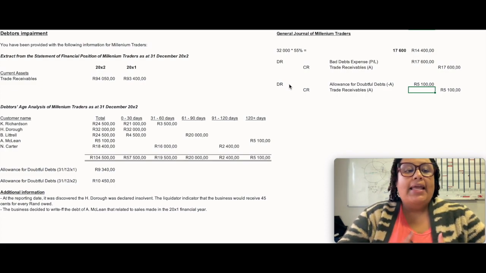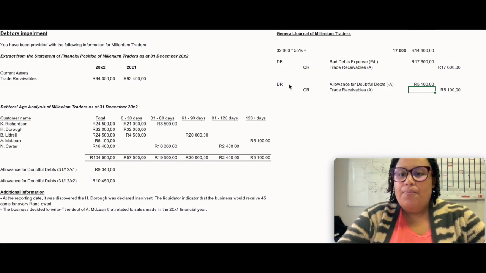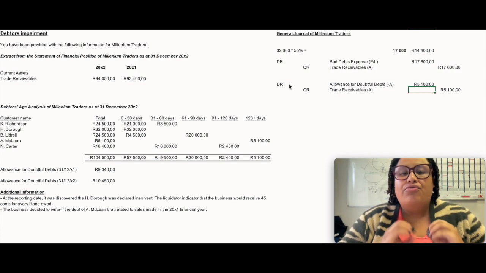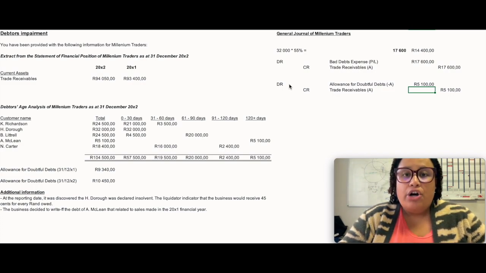Okay, so in this example, I hope that it has been clear to you and that you now understand how we would write off specific debtors when they are no longer recoverable. The important thing that you should see here is the difference between when the debt originates in the current year and when the debt originates in the prior year. And if the debt has originated in the prior year, remember you've already provided for that. So when you write off that debtor, you would take it out against the allowance for doubtful debts.